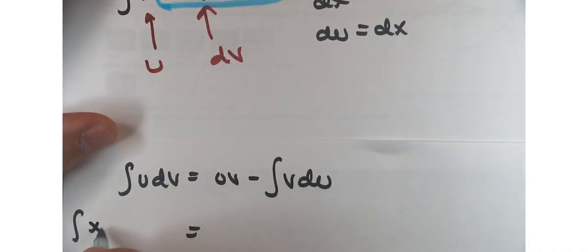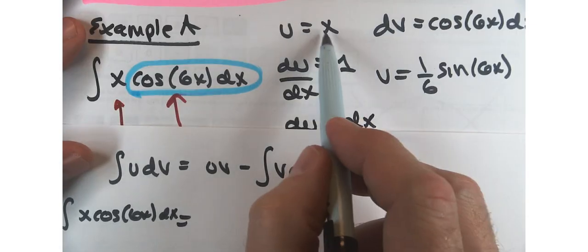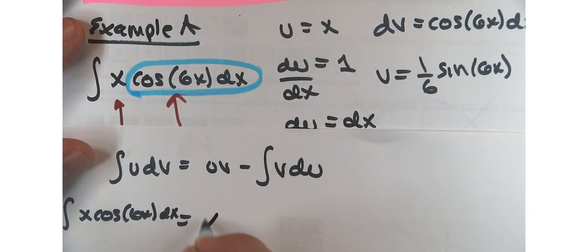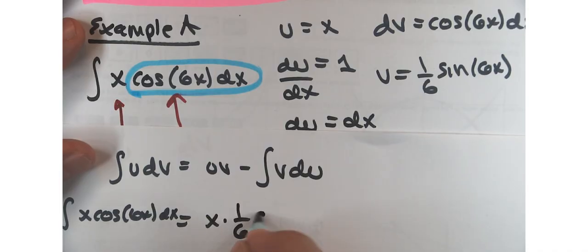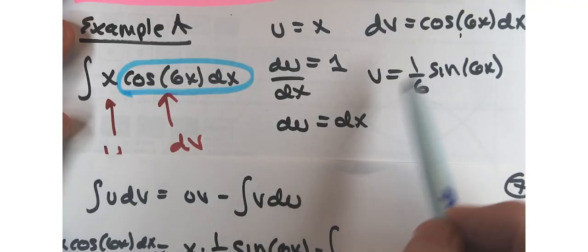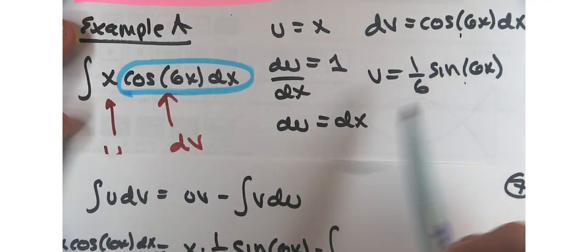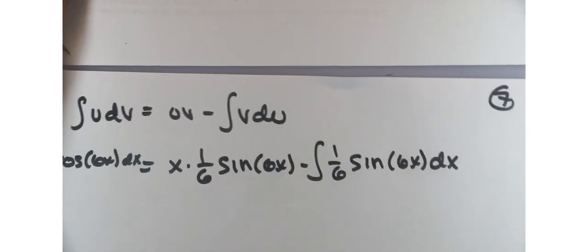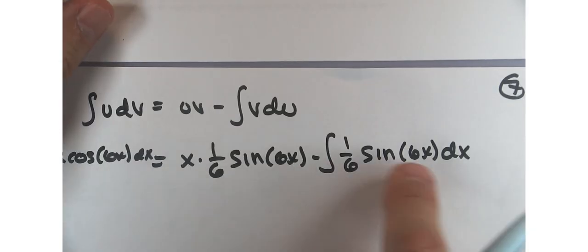Integral of x cosine 6x dx equals u times v. That's going to be x times 1 over 6 times sine of 6x, minus the integral of v du. So it's going to be this times this. That's nice. It's going to be this times this. So minus the integral of 1/6 sine of 6x dx. So it still looks like a little bit of a mess, but we did make some progress.